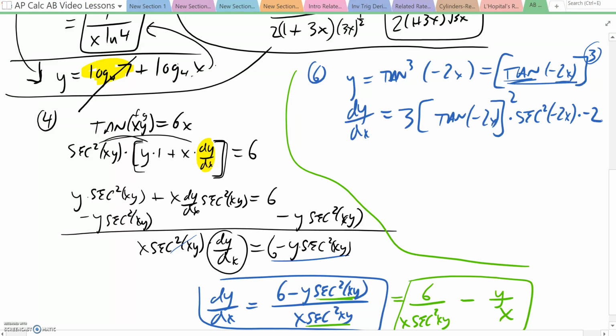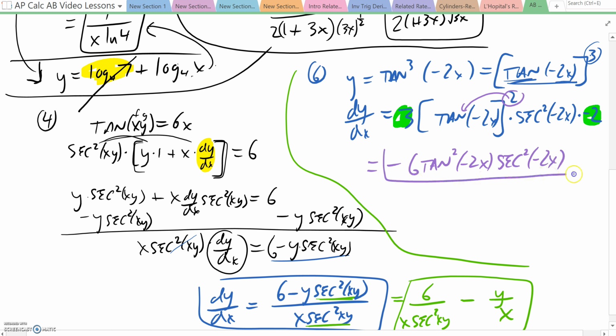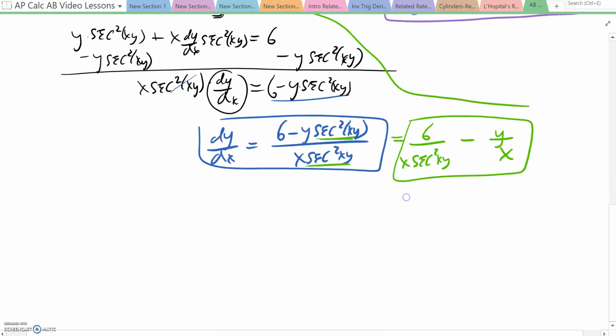Okay, so we got function inside a function inside a function. And now we'll just take coefficients and put them together. That 3 times that negative 2 can go out front, so we'll go negative 6. And then this squared can go back on the tangent, so we can get rid of some of the brackets. It just gets a little messy when you have too many parentheses, too many brackets. And then we can follow it up with a secant squared of negative 2x. And I believe that is how I'd leave that one. That's a great final answer. All right, that's number 6. Moving on.